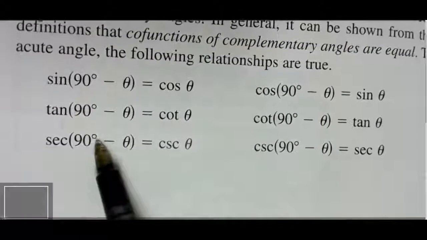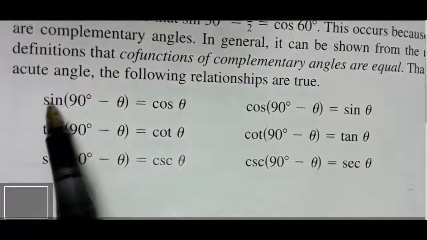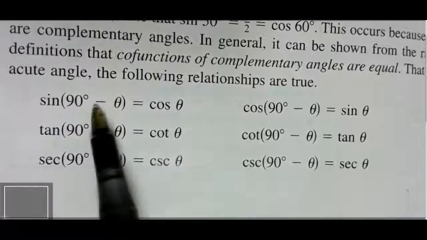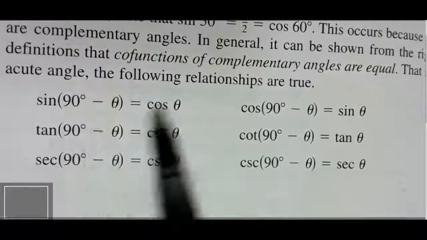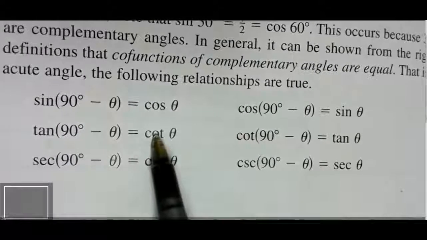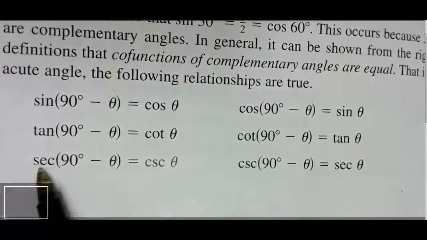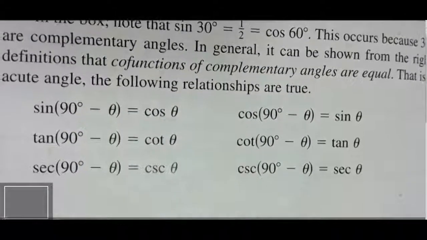So they have this summary for you down here on page 282. That is just saying that the complementary angles of sine and cosine are equal. The complementary angles of tan and cotan are equal. Complementary angles of secant and cosecant are equal, and so forth. Okay, let's see how we use that to solve problems quickly.